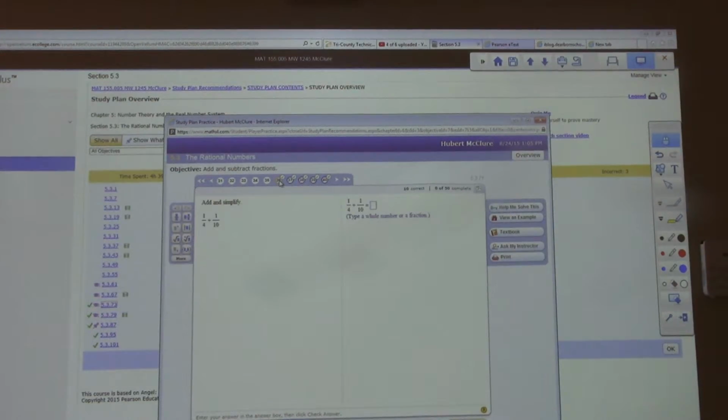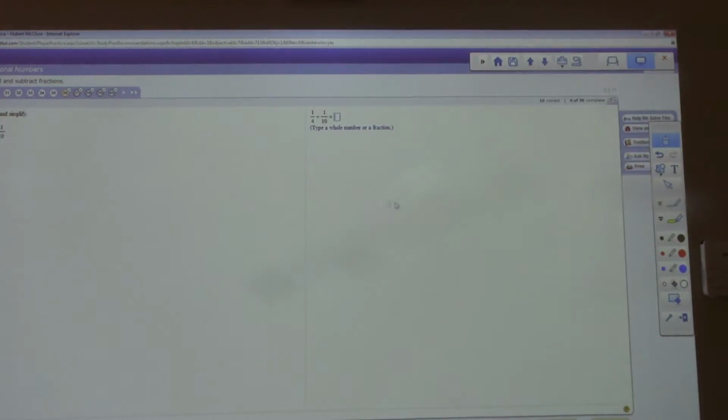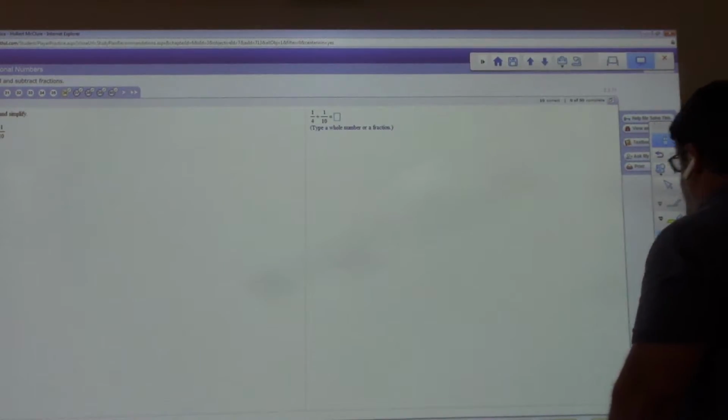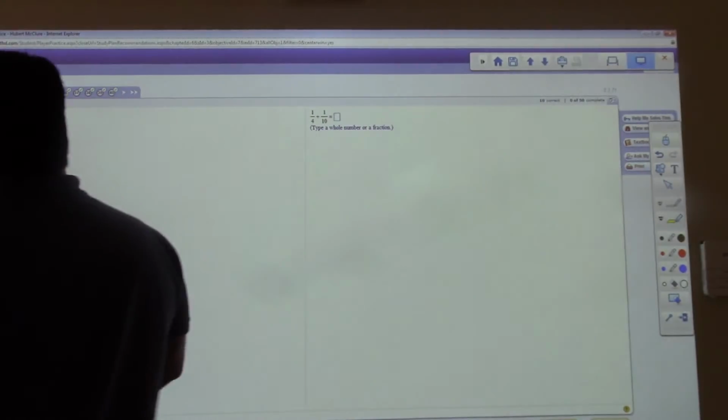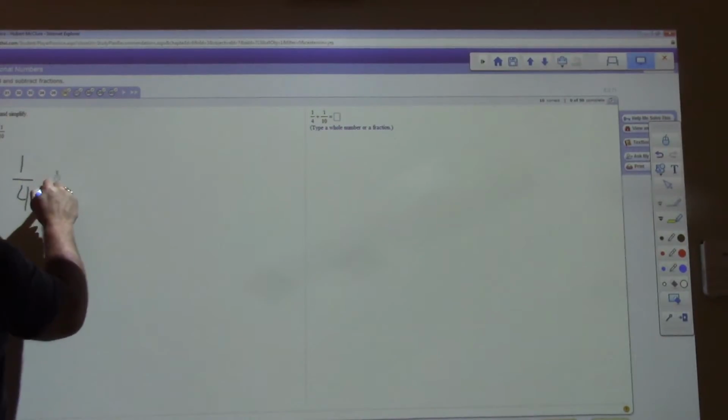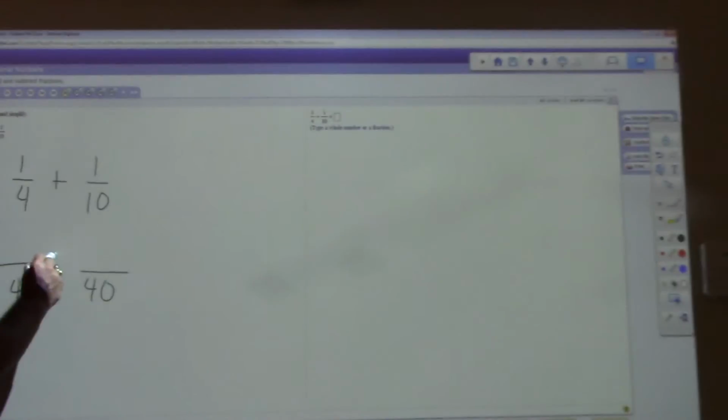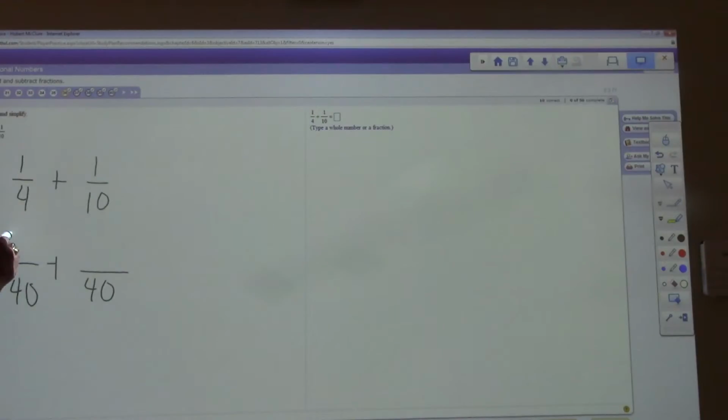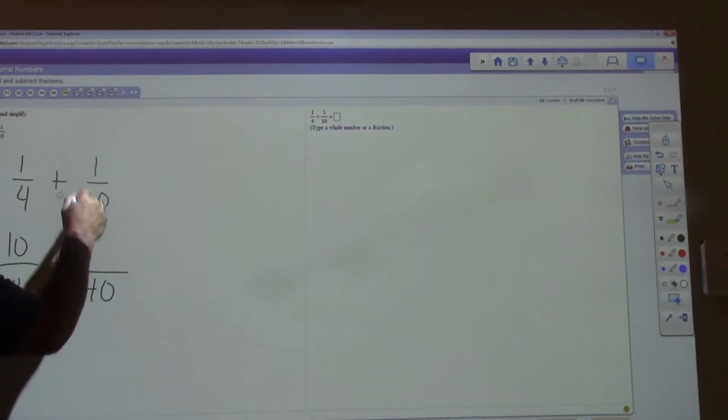So let's look at this guy. 1/4 plus 1/10. Now let me show you what students do because they know everything. This is what they do. They say the common denominator is 40. They go, okay, 1/4 plus 1/10. The common denominator is 40. They go down here and they do 40. 4 will go into 40 10 times. 10, 4, it'll be 4.